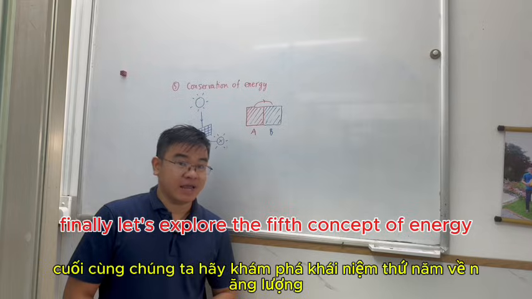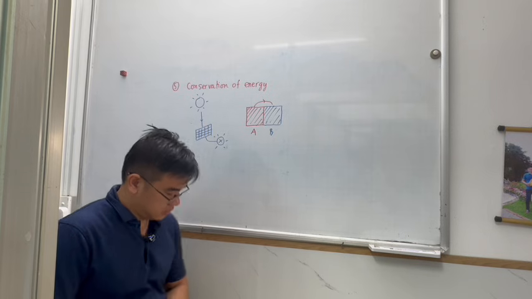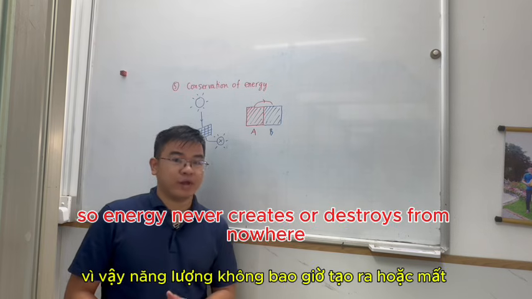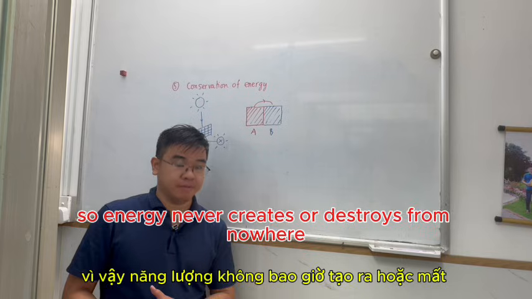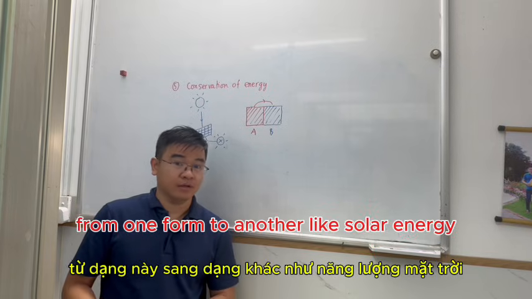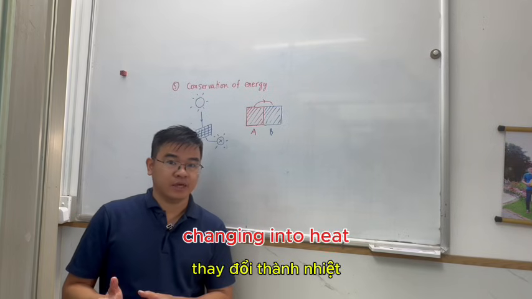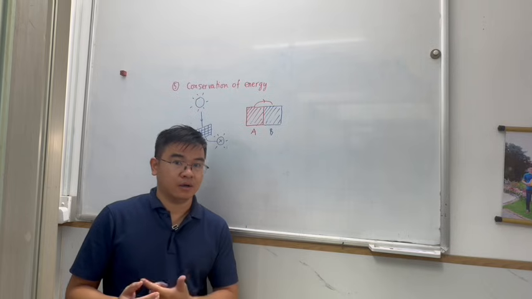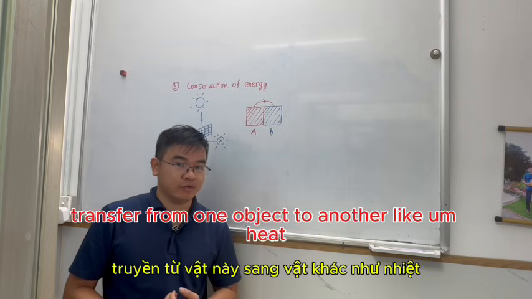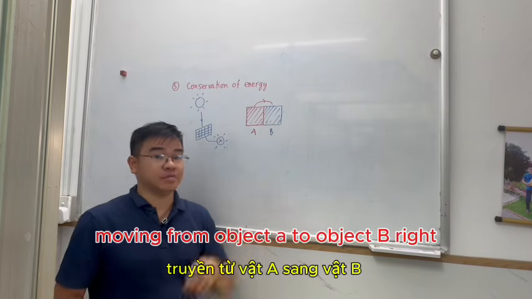Okay? Finally, let's explore the fifth concept, energy. So, energy is never created or destroyed from nowhere, and it changes in two ways. Number one, from one form to another, like solar energy changing into heat and light, right? And number two, transfer from one object to another, like heat moving from object A to object B, right?